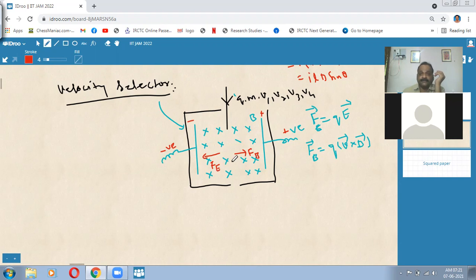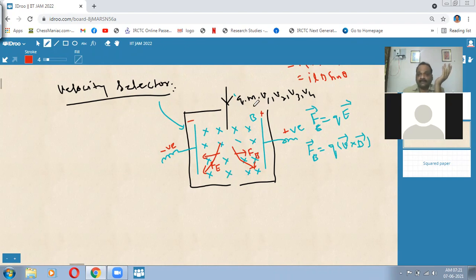So particles are having some velocity, right? Some magnetic force will act, some electric force will act. They are not equal. Fb will depend on the velocity of the particle also. Depending on the velocity, if the magnetic force is more than electric force, it will get deflected towards right. If magnetic force is less than the electric force, they'll get deflected towards our left. Whichever force dominates on that particle, it will get deflected in the direction of that force.